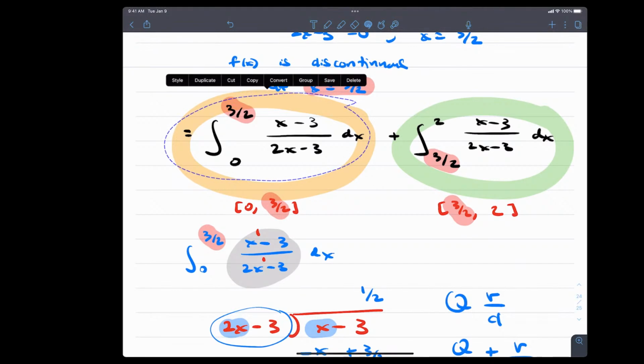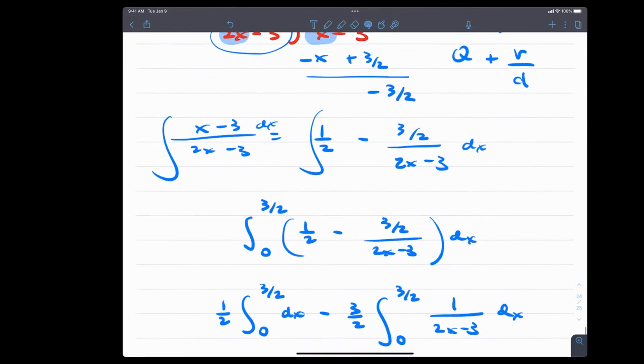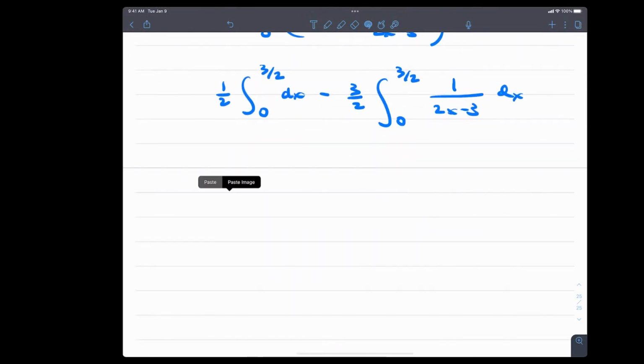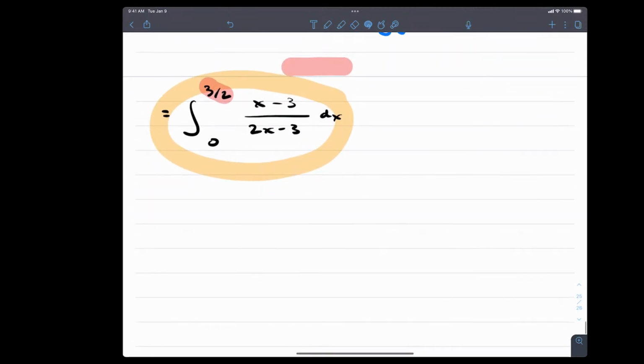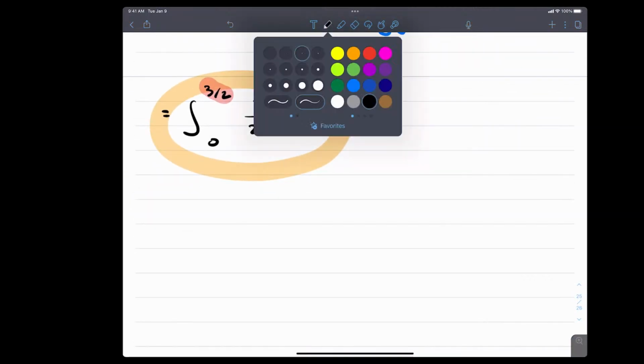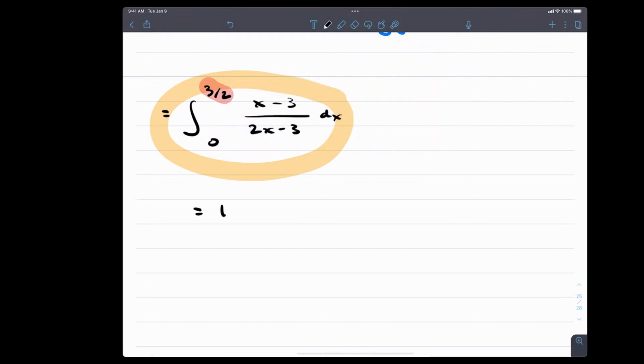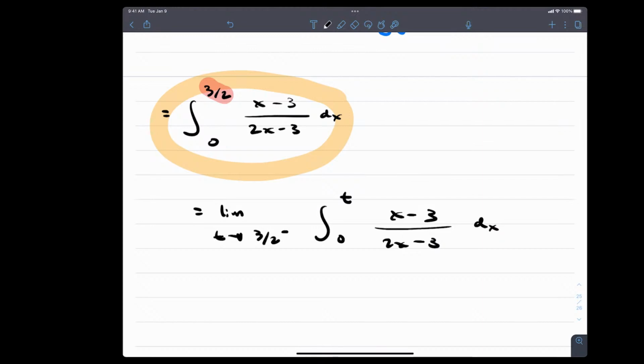So let's take a step back. I saw that and I'm like, oh, I want to get started integrating. So here's the problem. This is bad, right? Here's what I'm saying to you. This is by definition. Remember, by definition, this is the limit as t goes to 3/2 from the left of the integral from 0 to t of x minus 3 over 2x minus 3 dx. You guys see what I'm saying? Got to use the definition.